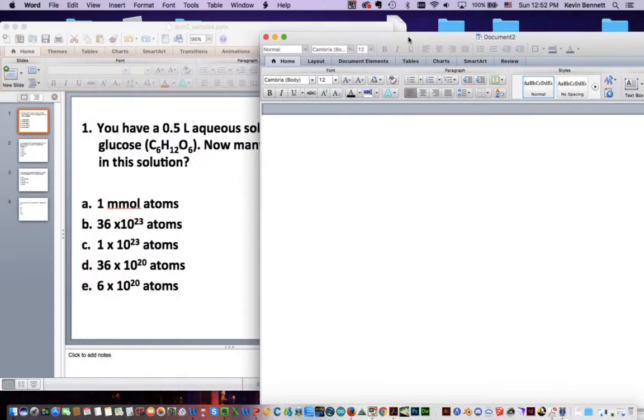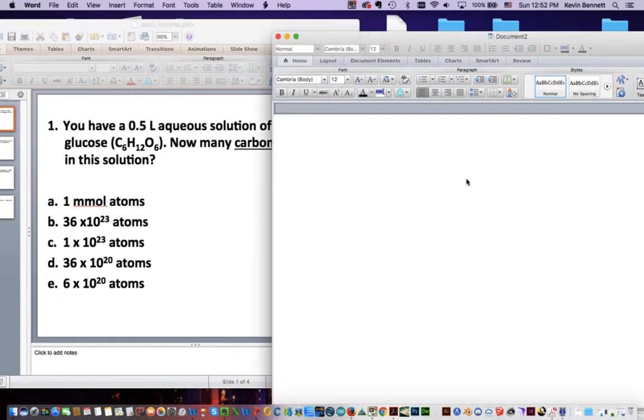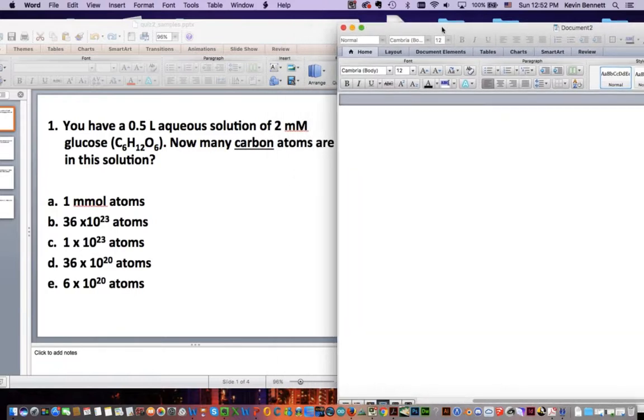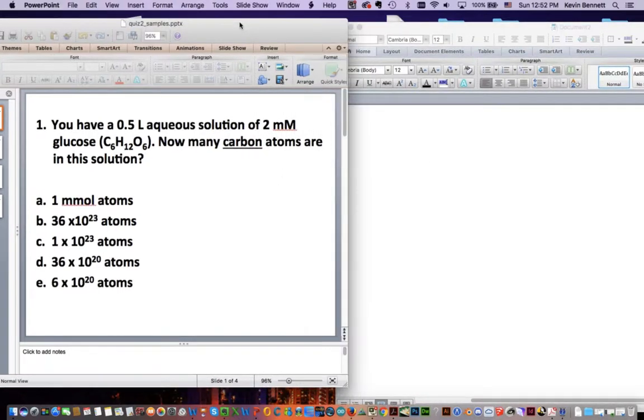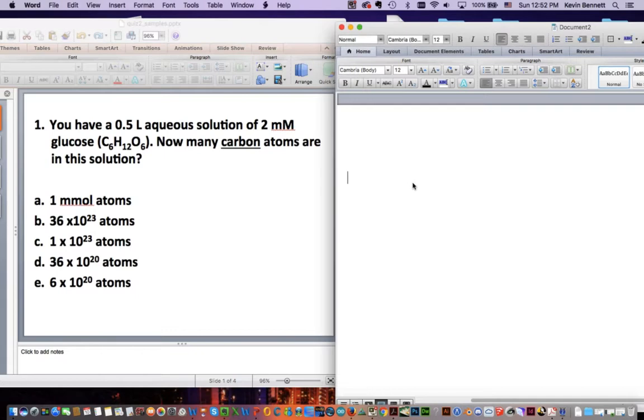Okay, everyone, I'm going to try to work through a few of these problems on video so that you can see how we solve them in class. So the first one, this is quiz 2, the first sample, and I'm just going to type it over here so you can see how I'm working it through.